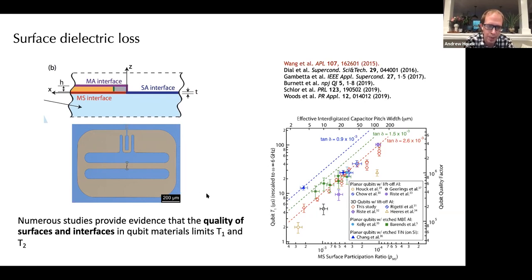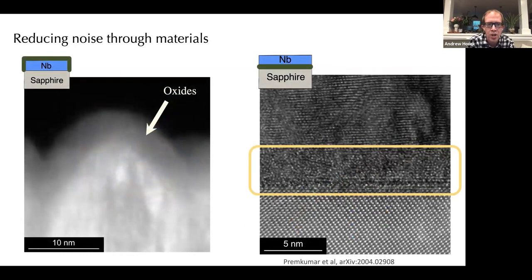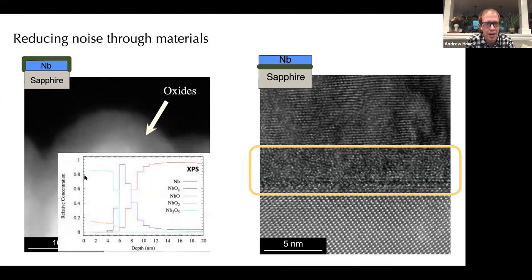And so we actually teamed up with some material science folks at Brookhaven National Lab to try and understand the various kinds of surfaces and interfaces of our materials. So these are often relatively simple materials. It's niobium on sapphire. And so you have 2 different interfaces that you might worry about. You have the metal air interface where you have oxides.